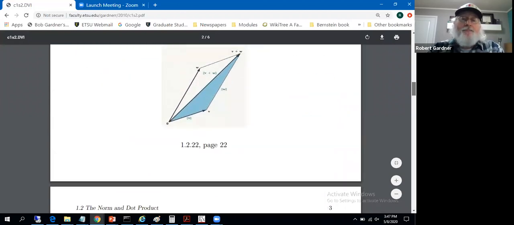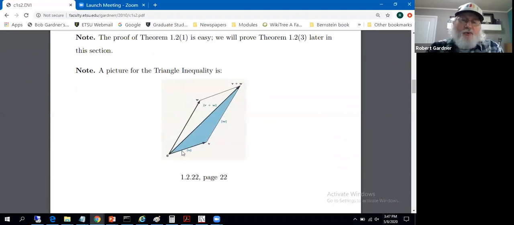Okay? So if we were going to take 3 sticks, stick 1, stick 2, and stick 3, and make a triangle, I can't have one really long stick, v plus w, and 2 little short sticks of length norm of v and norm of w. I can't place them end to end and build a triangle because the third side's too long. That's what the triangle inequality implies.